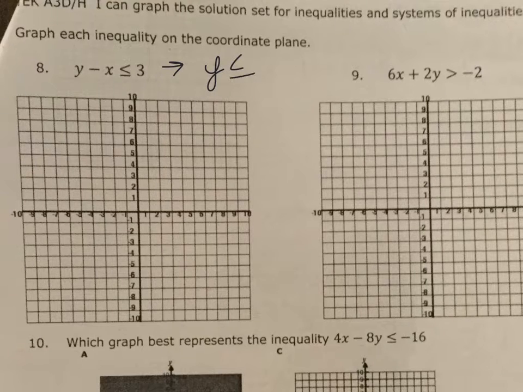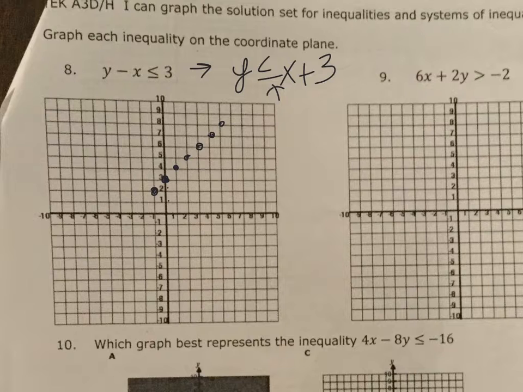So I'm going to add x to both sides, and that is the inequality I'm graphing. So I start at 3 for my y-intercept, and then I count my slope, positive 1. Up 1 over 1, and it's going to be here. And now I have to decide what kind of line, dashed or solid. It has that also equal to part, so it is going to be a solid line, so like this.